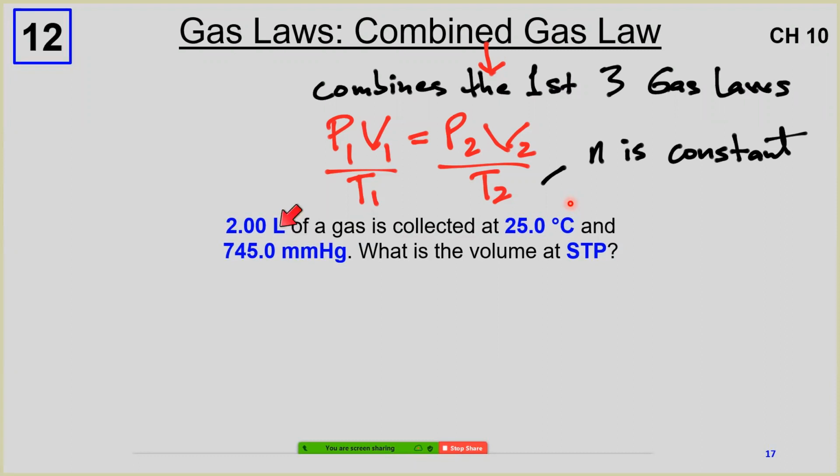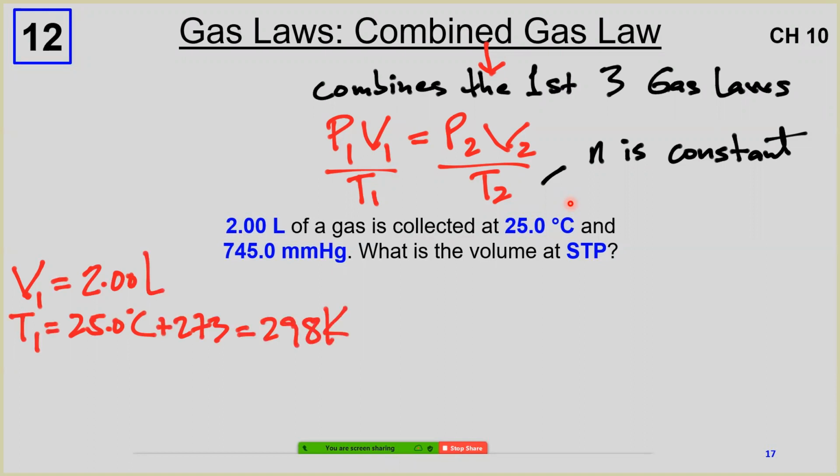So let's take a look at this one example here. We have 2 liters of a gas that's collected at 25 degrees Celsius and pressure of 745 millimeter mercury. What is the volume at standard temperature and pressure? All right, so let's extract the information here. We have V1, initial volume of the gas, which is 2.00. We know the initial temperature, which we can convert to kelvins: 25 degrees Celsius plus 273 equals 298. And then the pressure in millimeter mercury, which is 745.